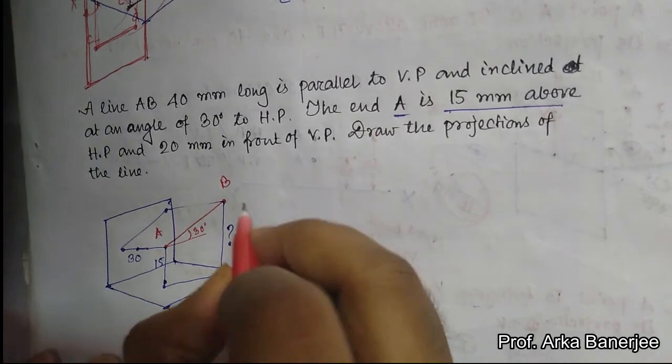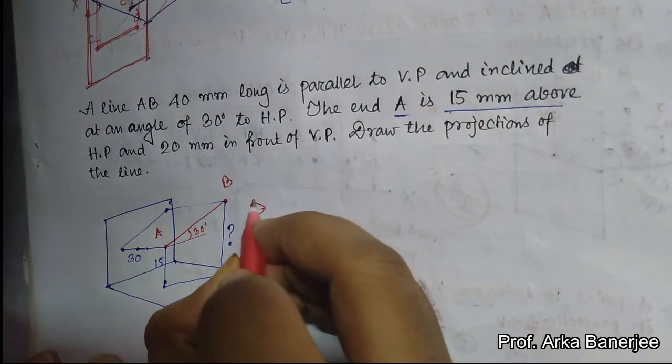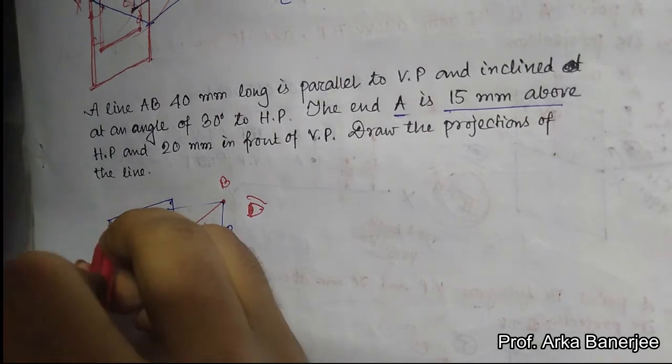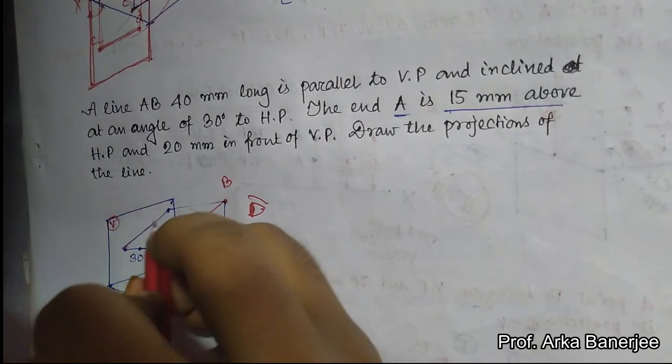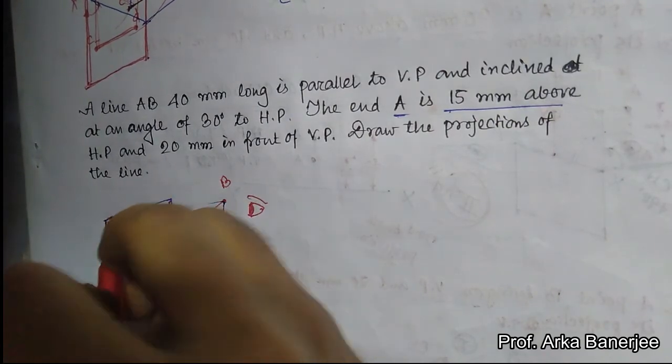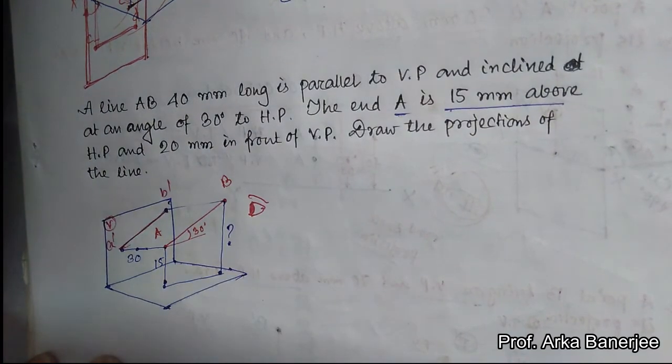So observer will be present here first to see the front view on the vertical plane. He will observe this view. We will write it as A prime, B prime, and tell me whether it will be true length or apparent length. Yes, obviously it will be true length because it is parallel to the vertical plane. So in front view it will be true length.